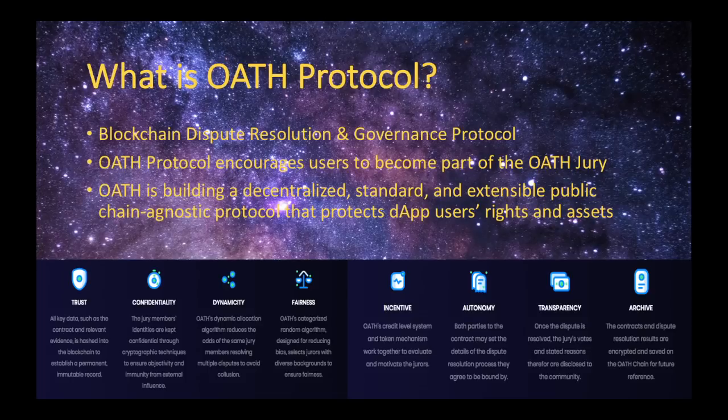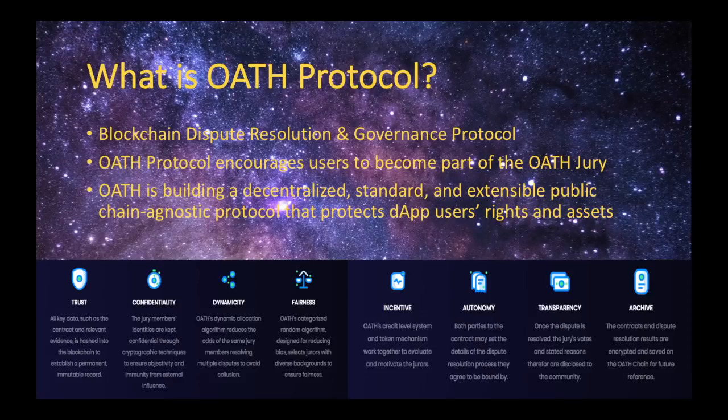So why Oath Protocol? Blockchain security should have two different layers, technology and governance. Oath Protocol has been focusing on information technology like anti-hacking and code reviewing, but blockchain governance is also very important. Oath Protocol tries to accomplish its main features by implementing trust, by storing contract and relevant evidence onto the blockchain. Confidentiality, all jury members are kept confidential. Dynamicity, Oath's dynamic allocation algorithm reduces the odds of the same jury members resolving multiple disputes to avoid collusion.